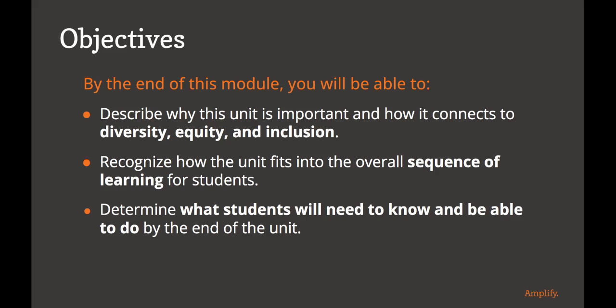By the end of this module, you'll be able to describe why this unit is important and how it connects to diversity, equity, and inclusion. Recognize how the unit fits into the overall sequence of learning for students, and determine what students will need to know and be able to do by the end of the unit. At the conclusion of this module, we'll give you a chance to reflect on how what you've learned about the unit will influence your planning moving forward.